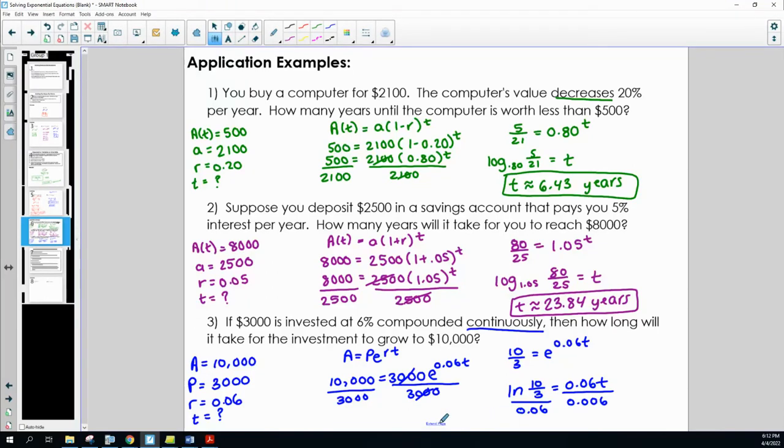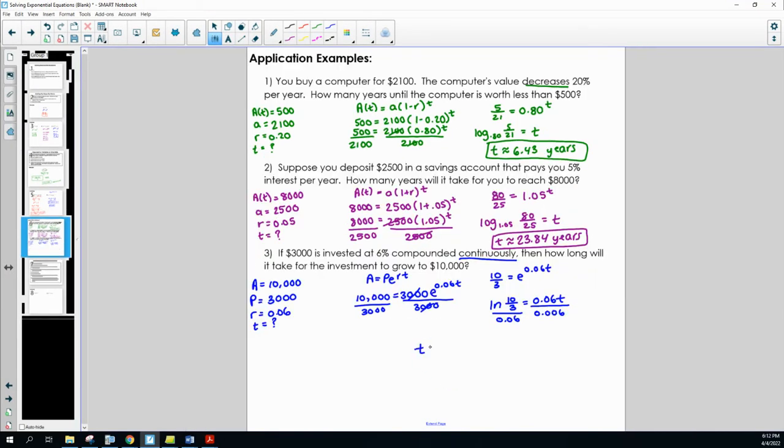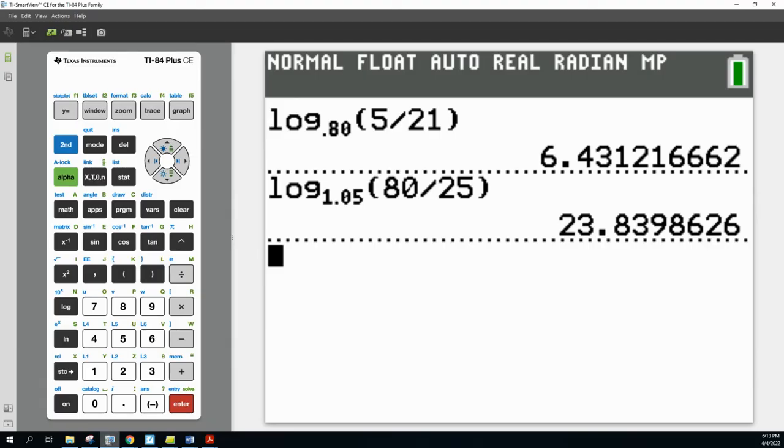And then we get our exact answer of ln of 10 thirds over 0.06. But again, that doesn't really make sense because we don't know what that is. So plug it in the calculator.